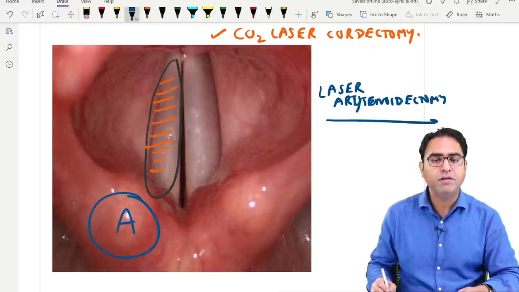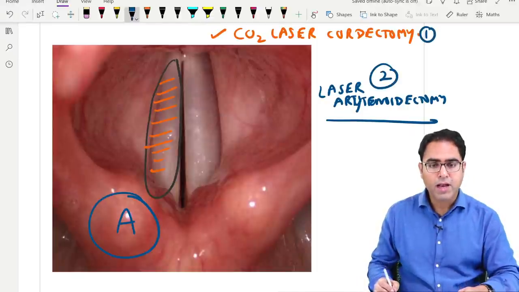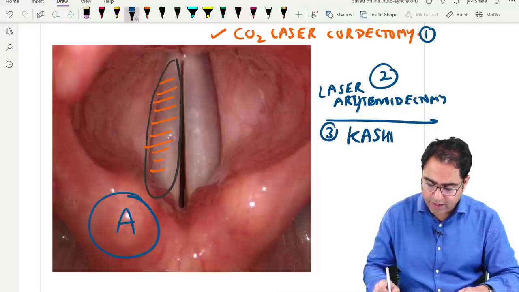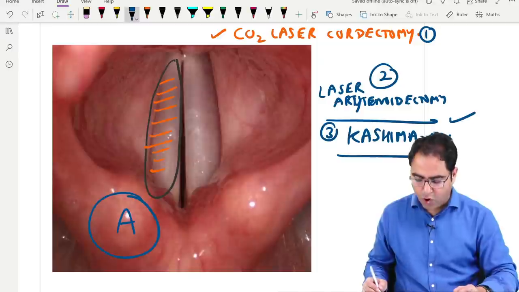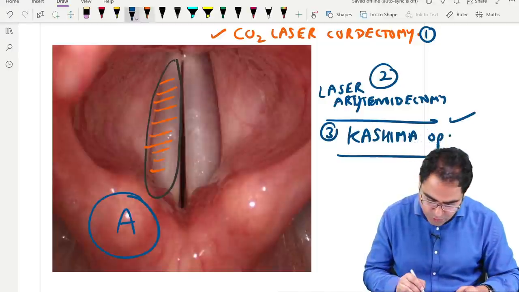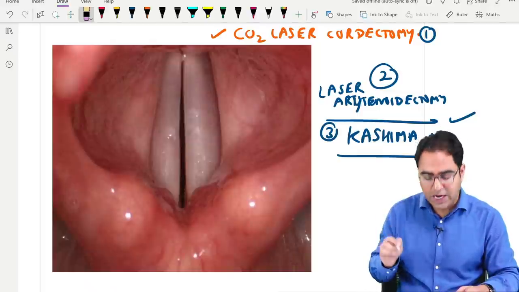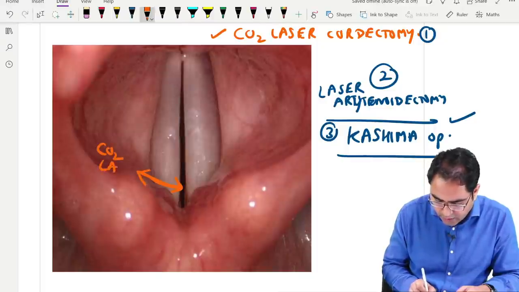Other treatment number one, CO2 laser cordectomy. Other treatment number two, laser arytenoidectomy. And number three, the third one is Kashima operation, an INI-CET question, beta. Very likely in NEET PG also. What is Kashima operation? Let me explain it to you. Kashima operation says that don't remove this, don't remove this. Kashima says, why don't you do this? You just apply a cut of CO2 laser over here, beta.